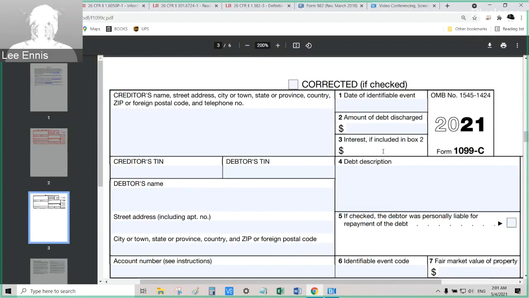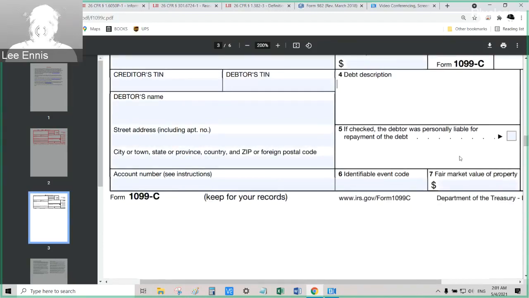We didn't talk about the interest, but that was in there. If part of the debt is interest that you're forgiving, you can also enter it there. The debt description, it could be just as simple as a loan or whatever it may be. And then you also want to make sure that you check this box to say that they're liable for the repayment of the debt. Because if they're not liable for the repayment of the debt, then you cannot issue this 1099-C.